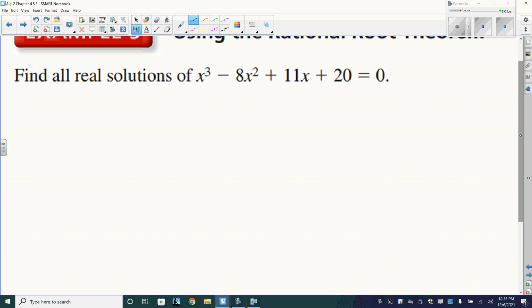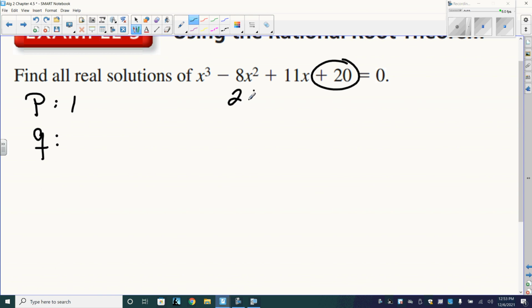So looking at this here, we want to find all the real solutions of this function, and we're going to find the rational zeros first. So to find the rational zeros, we need p and q. P is going to be all the possible factors of the constant term, and q is all the factors of the leading coefficient. Now, when we look at this, our constant term for this equation is 20. So we look at all the factors of 20.